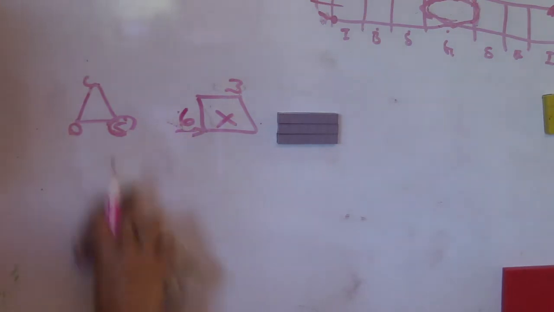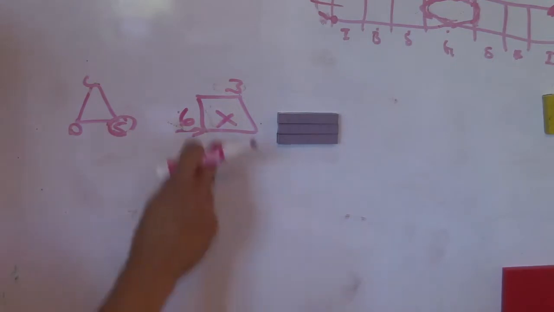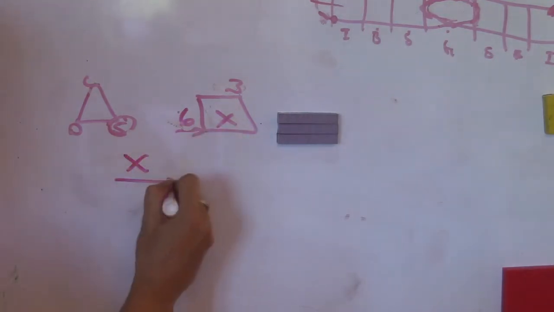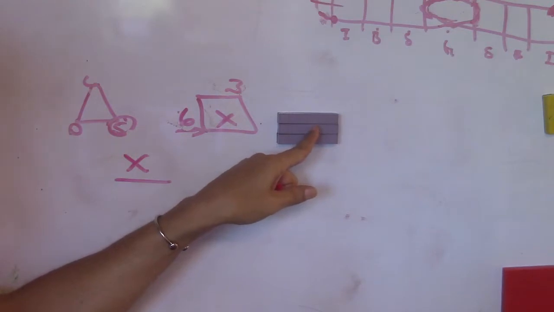6 times 3 is 18, correct. But let's write this up. What do I have? You have 1x. I have x divided by what? In other words, I don't know how much this is in here. I mean, we obviously know, but we're pretending we don't know.